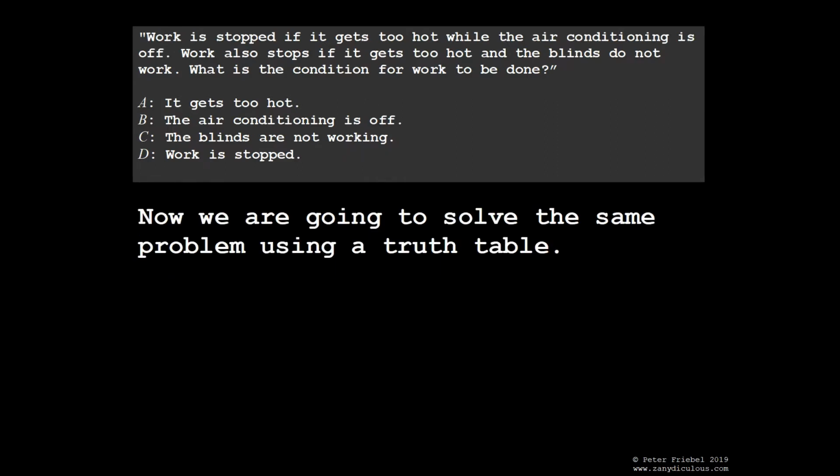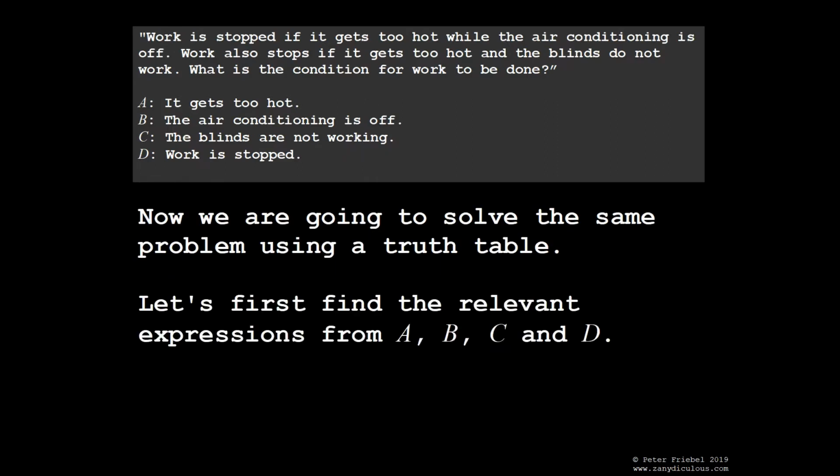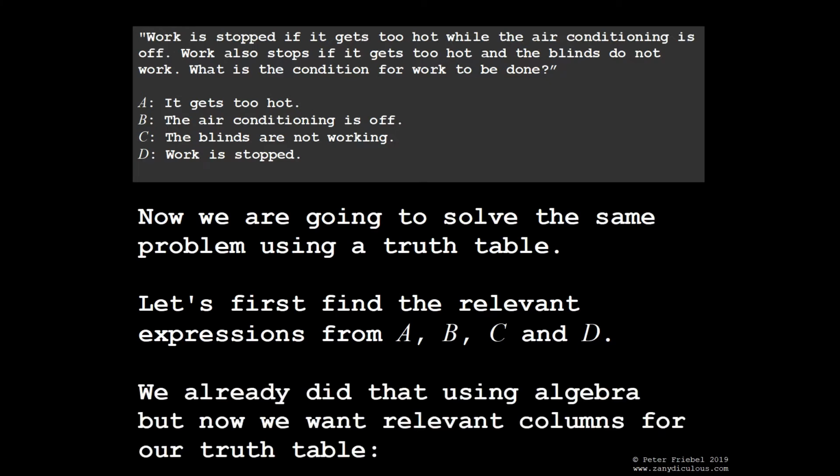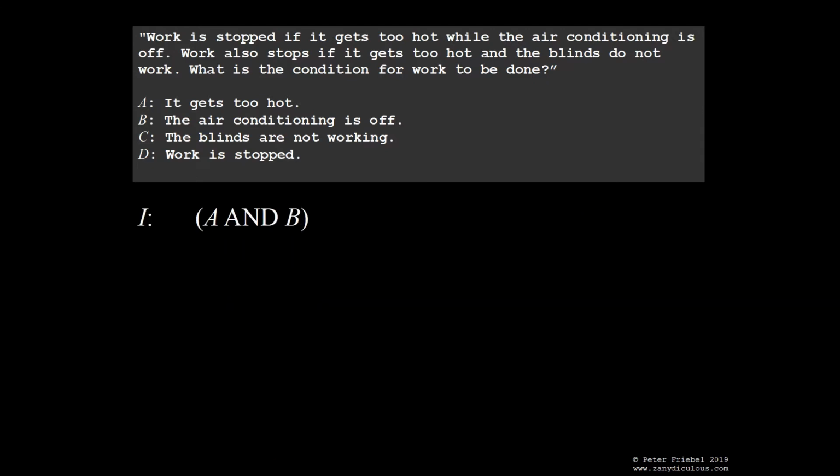Now we're going to do the same thing using a truth table. Let's first find the relevant expressions for A, B, C, and D. We already did that using algebra, but now we want relevant columns for our truth table. First, A and B. Second, A and C. Third, 1 or 2. And fourth, 3 implies D.